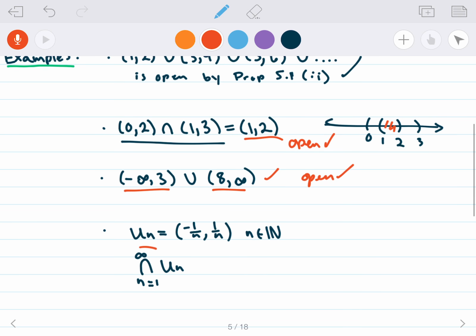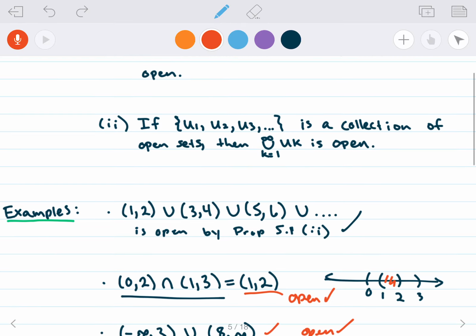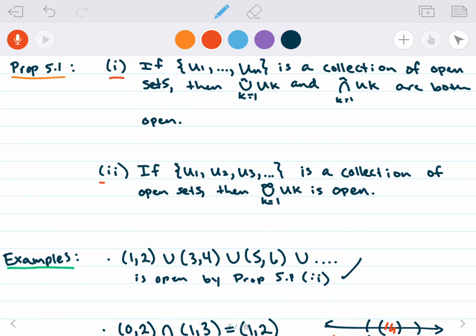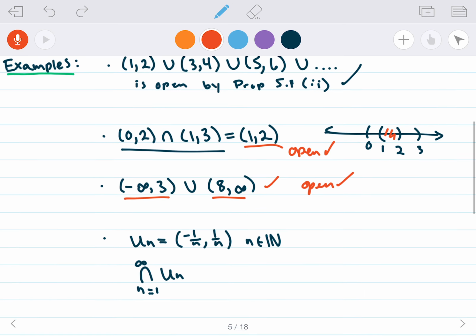This guy is an infinite intersection. These are all open sets for each n, right? If n is a natural number, the open interval from -1 to 1 is open, right? -1/2 to 1/2 is open, etc., etc. And notice that in our proposition, we say something about a finite intersection, but we don't assert that an infinite intersection is open, right? We only assert that an infinite union is open, but not an infinite intersection. And let's see why with this example.